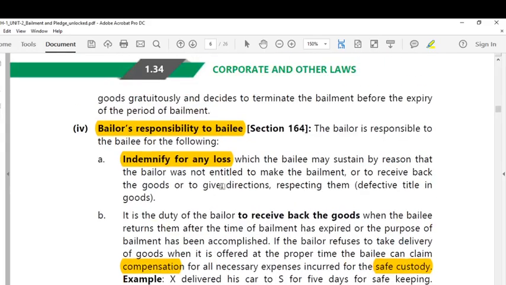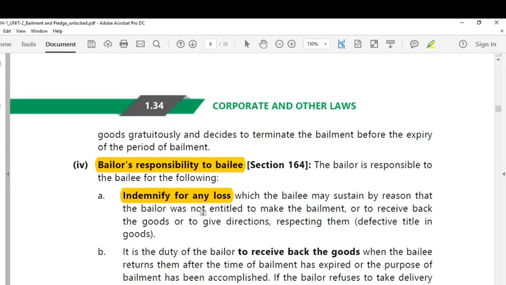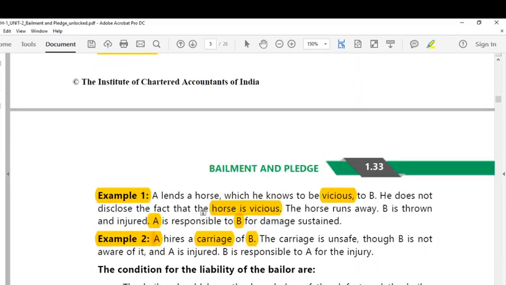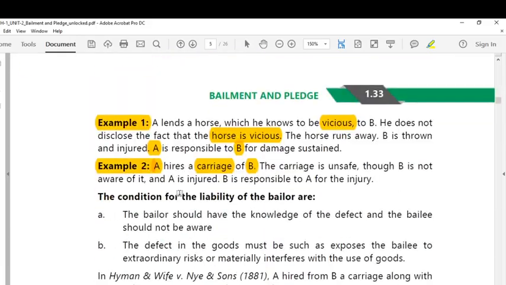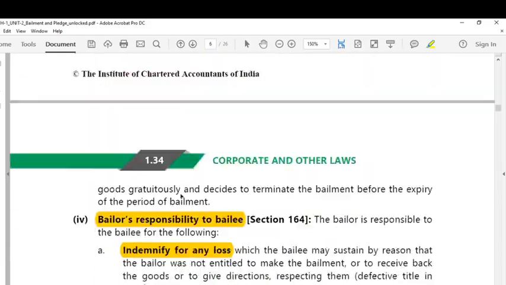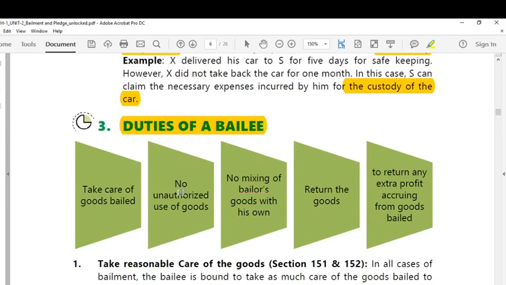Right, these are the four simple duties of a bailor, and the bailor's duties are these four, which we have discussed with reasonable examples. And now we go to the duties of a bailee. What are the duties of a bailee? The bailee is the person who received the goods under the contract of bailment.